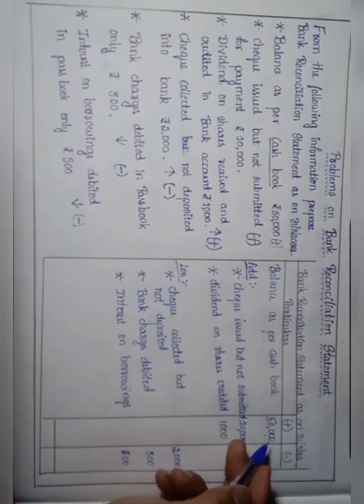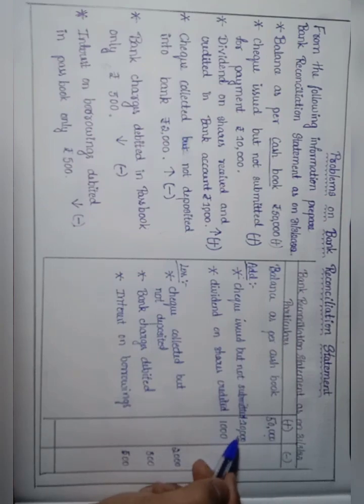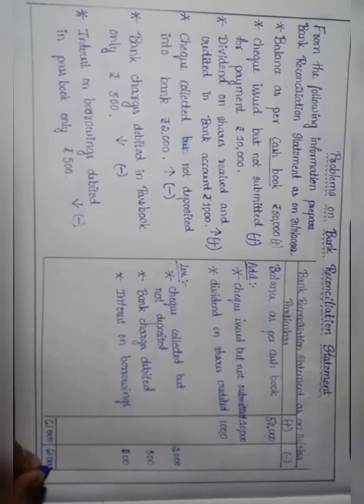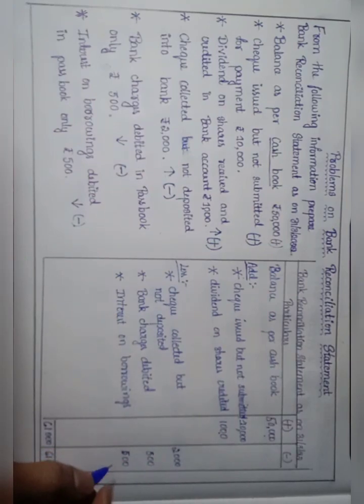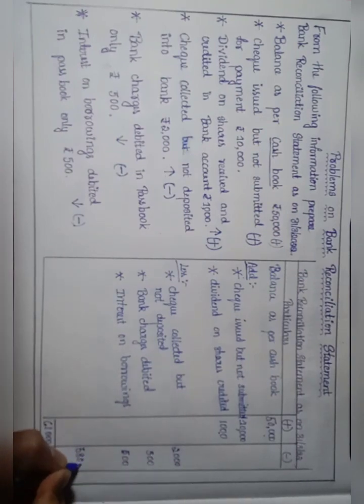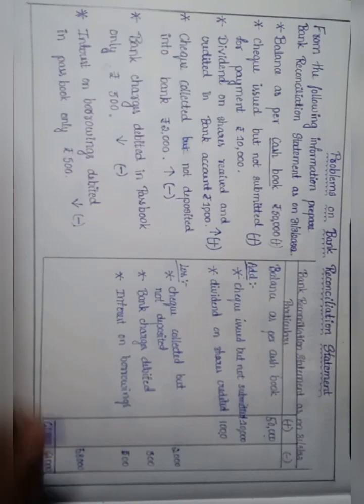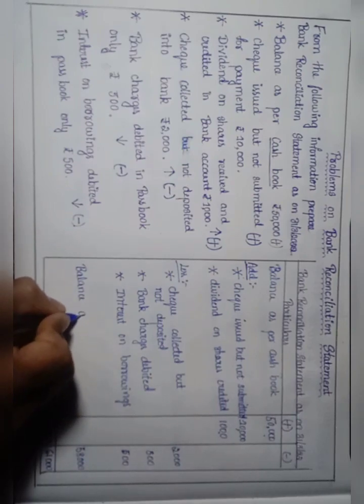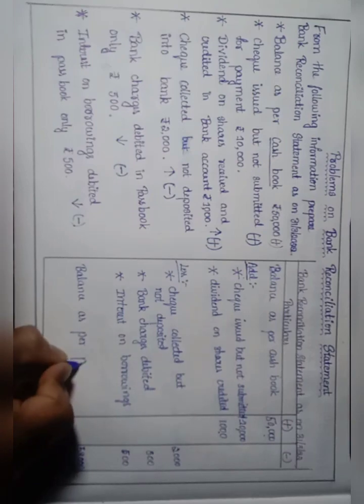Now let us see which column is having more amount here. In positive we have 61,000 rupees worth of amount. In negative we have only 3,000 rupees, which means under whichever column we have less, that side we will get the balance. That is 61,000 minus 3,000, we will get 58,000 rupees. It is called the balance as per passbook.